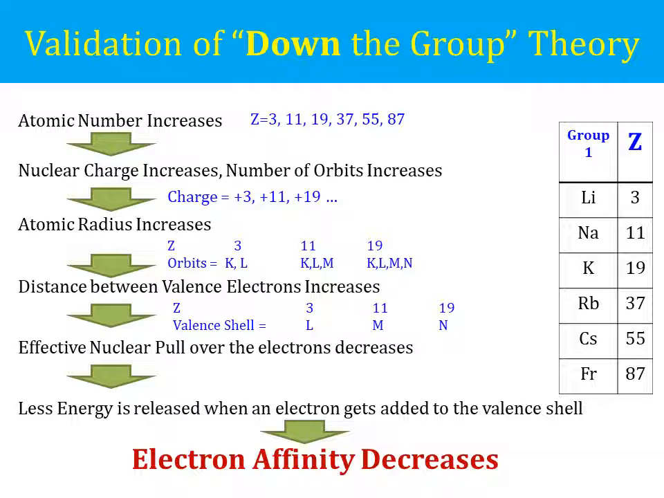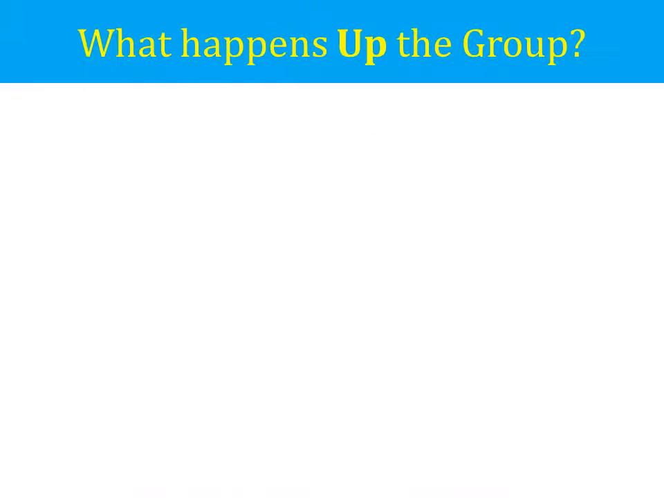So if we have understood this one, then if we reverse the same, I don't think there can be any confusion. What's the reverse? We just discussed down the group, so now we go up the group. Similarly, now the reverse: first the atomic number increased, so now the atomic number decreases, up the group.